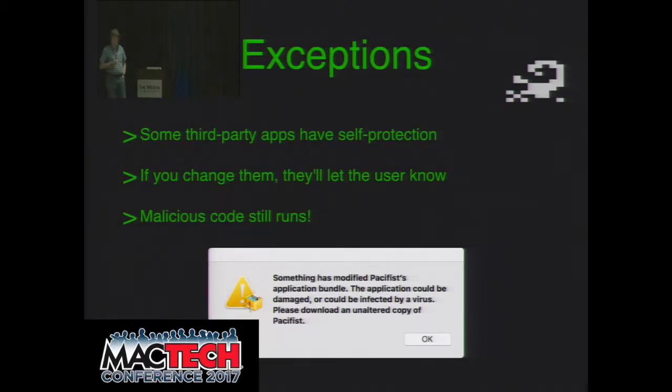Some other third-party apps do have similar self-protection, not very many of them, but you see in the example here, I gave the example of Pacifist. If you do this with Pacifist, it will actually identify that it has been modified. It won't just crash, it will show the user an alert, alerting them to the fact that something is wrong here. So this is actually a lot better than what Apple's doing, but the malicious code still runs every time anyway. The average user may see this and just think, oh, I don't know what's wrong, something's wrong with Pacifist, and they've still got malicious code running on their system.